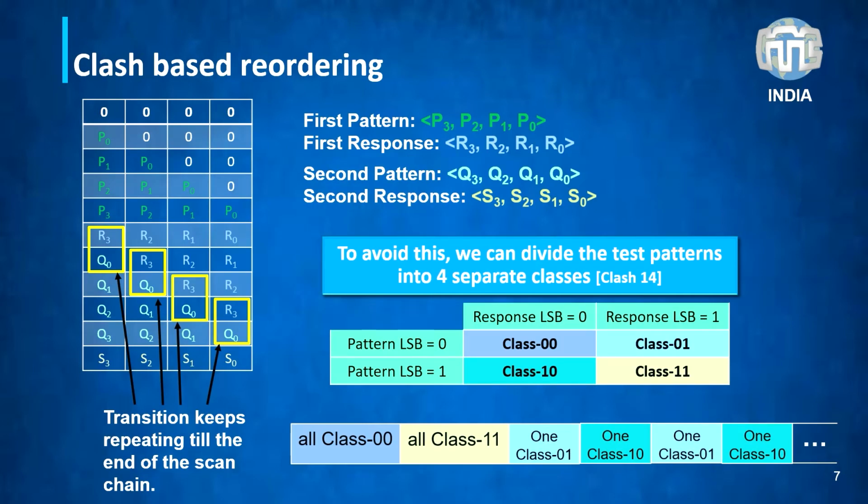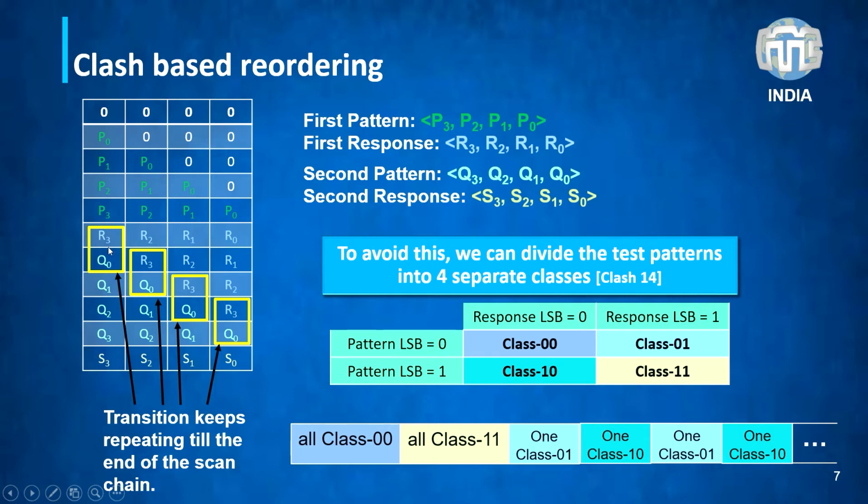The previous work is class-based reordering, where the patterns P and Q are inserted in the scan chain. The scan chain was originally initialized with all 0. Then we insert the least significant bit of the first pattern P0, and the bits are inserted serially, bit by bit. After P is inserted, we get the response R, and then again we insert Q bit by bit serially, and we get the response of the second pattern S. And this transition keeps repeating till the end of the scan.